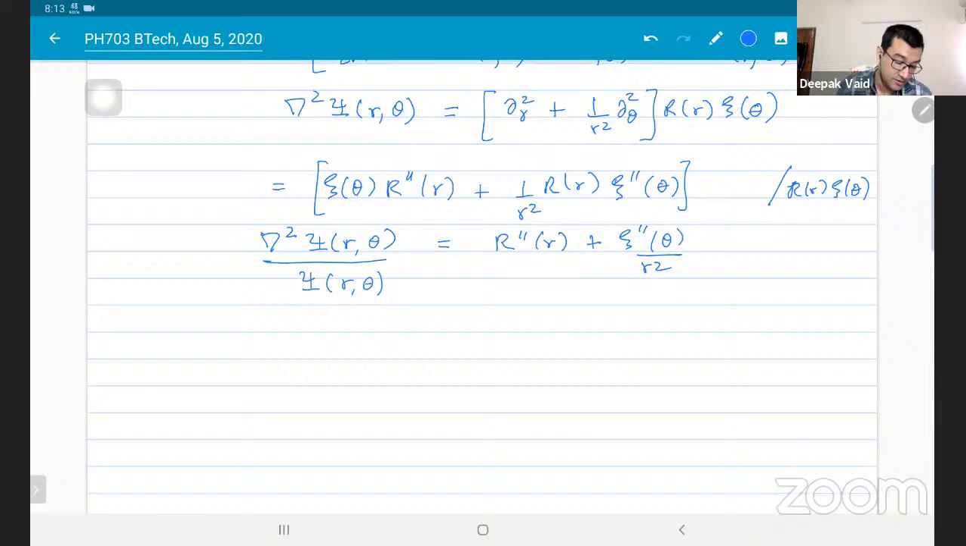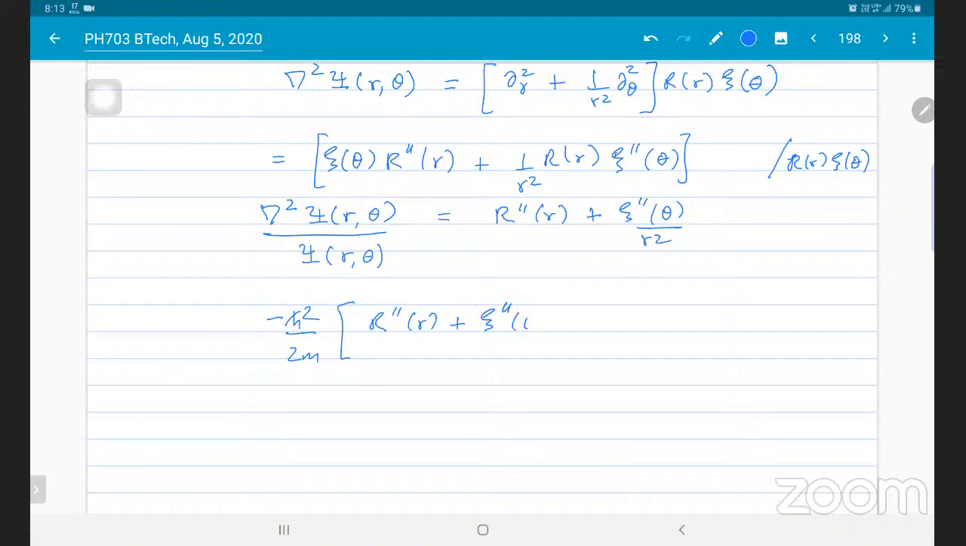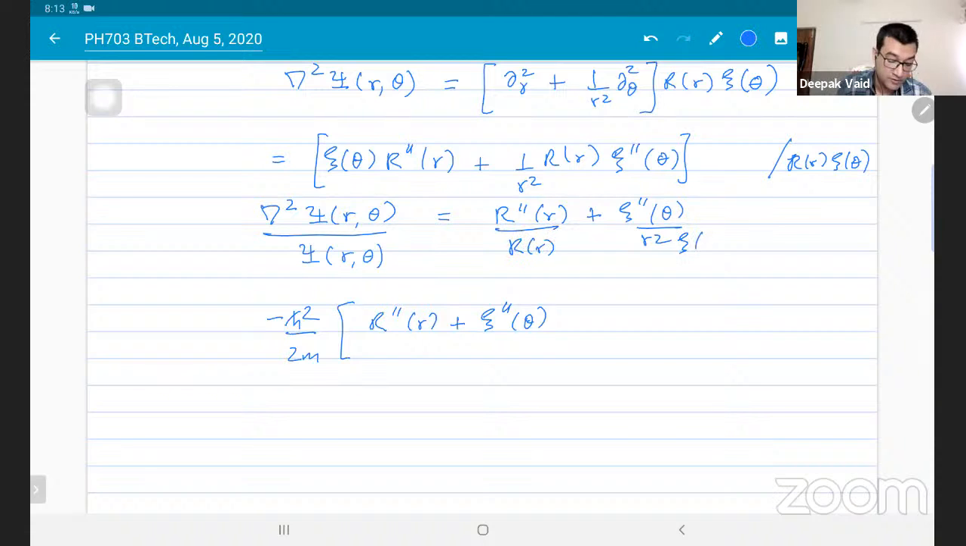So we put all this back into the Schrodinger equation. We get minus h bar squared by 2m times R double prime by R. Sir, in the denominator, that term will also come below R double prime by R. Right, that term will be there. And we will set V equal to 0 for the time being.